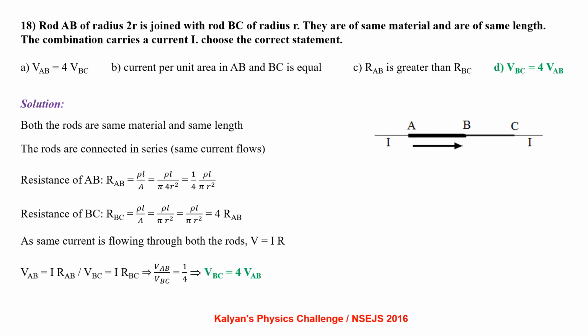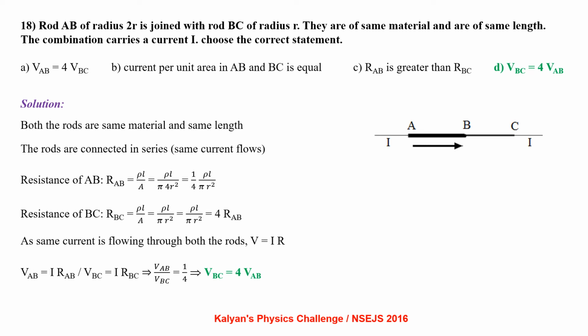Rod AB of radius 2r is joined to rod BC of radius r. They are of same material and are of same length. The combination carries a current I. Choose the correct statement. Both the rods are made up of same material and are of same length. So the rods are connected in series. Same current flows through them.